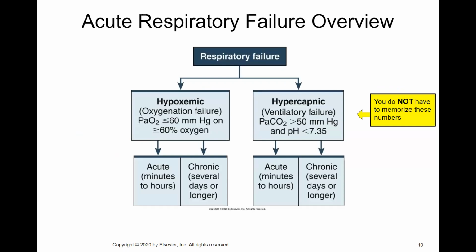This is an image from your book, and I included it because it breaks down nicely what ARF is, but I do not want you memorizing the exact numbers that make the patient meet criteria for being officially diagnosed with ARF. That's unimportant. What's important is understanding what acute respiratory failure is, knowing what interventions to use to prevent it, recognizing early signs and symptoms so that you can treat early, and knowing what to do if your patient is in respiratory distress.